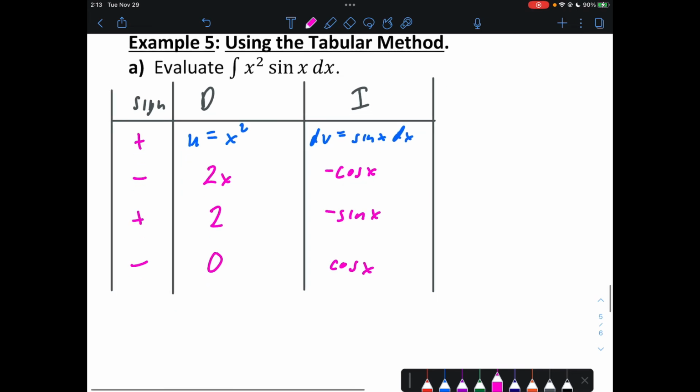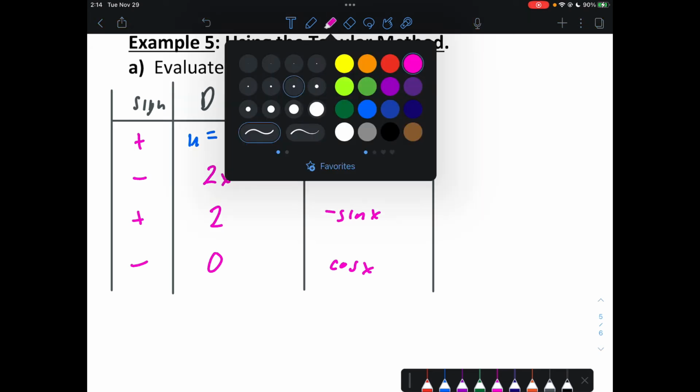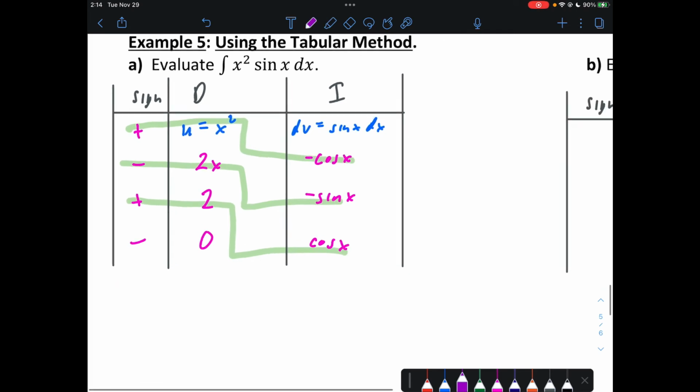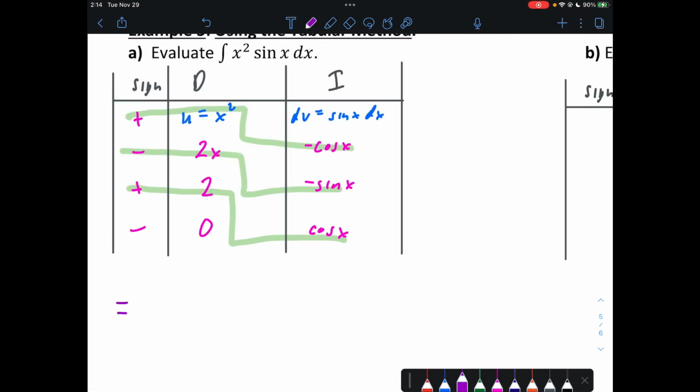So our answer is going to look like this. First term, second term, third term. So our final answer here is going to be negative x squared cosine x, positive 2x sine x, plus 2 cosine x, plus c, of course.